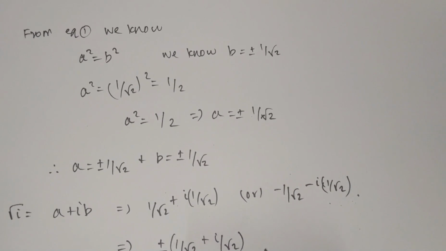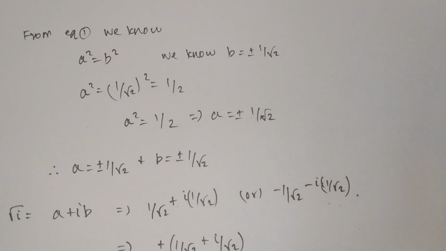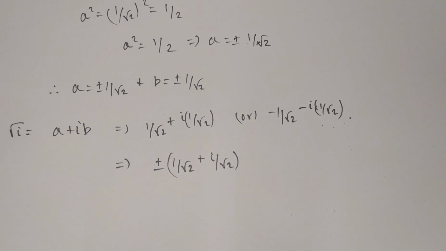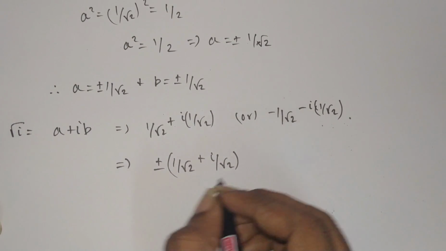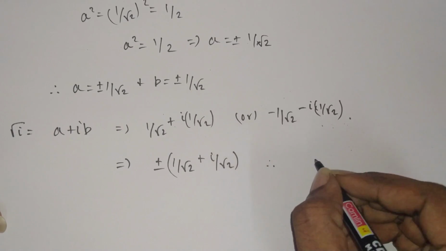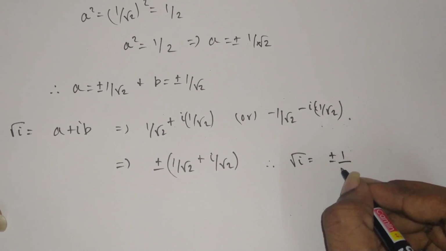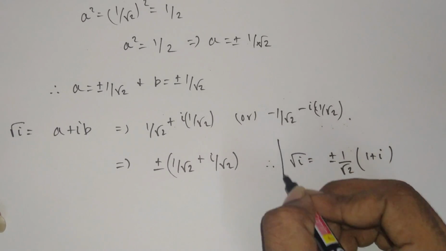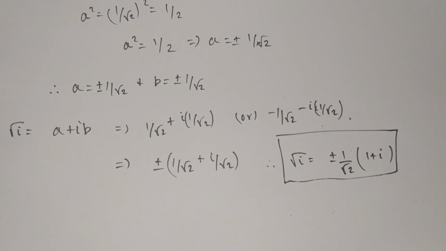Okay, this is not visible. Let me move the paper a little bit so that it could be visible. So that's it. We got root i is equal to plus or minus 1 by root 2 plus i by root 2. We can further take this 1 by root 2 commonly out, which is plus or minus 1 by root 2 into open bracket 1 plus i. So this is the value of root i, plus or minus 1 by root 2 into 1 plus i.